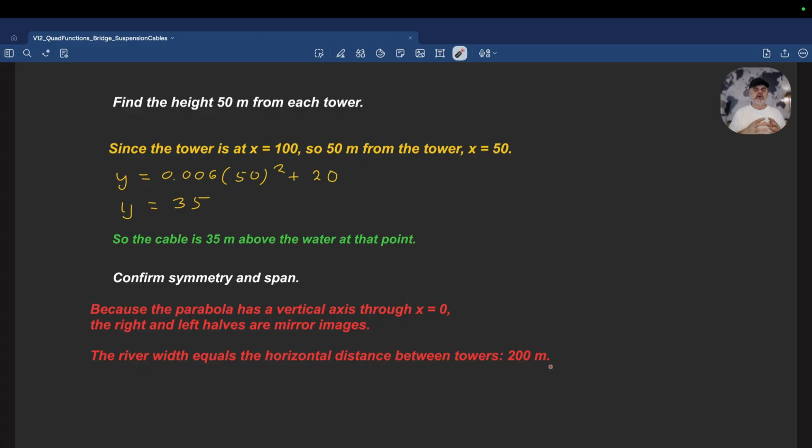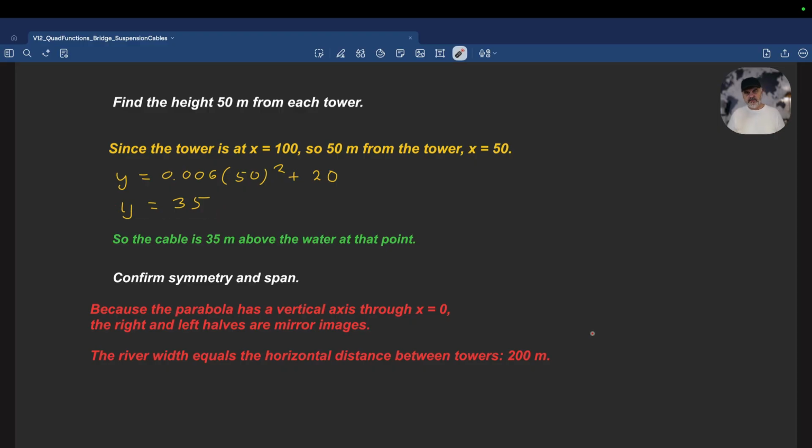So now we were able to answer all those questions given in the word problem. We created a diagram, we identified given points, and we identified that one of those points is a vertex, so that gave us the coefficient c. We used the standard equation to find the coefficient a by substituting one of the points, and then eventually we found how high the cable is 50 meters from either tower.